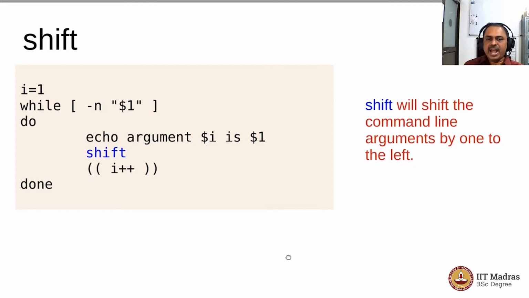Okay, and then we are incrementing i, which means that we are printing 1, 2, 3, 4, etc. as i is incremented, but each time we are shifting the arguments one after the other so that we are processing all the arguments one after the other. Okay, and when we are done with the loop, there will be no argument left because -n will fail when all arguments are processed, and therefore the loop will end. Okay, so let us try this out in the shell and see how it works.